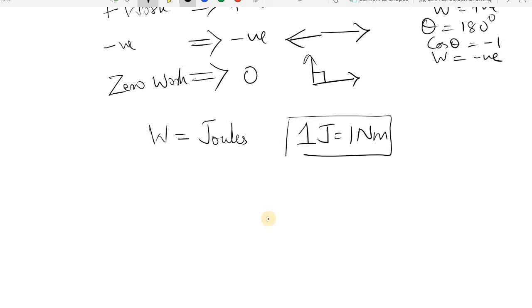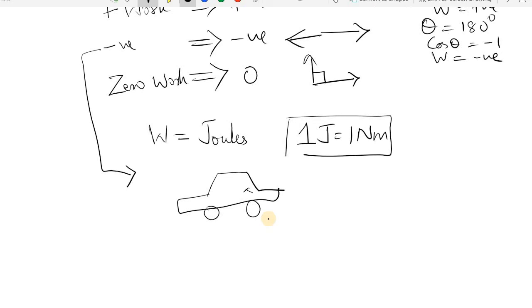So let's look at this negative work. When does negative work happen? A particular example that you can always see is, suppose I have a car, and when you put on the brakes, the car still is going forward, but the force that you have applied is in the other direction. So the force and the displacement are in opposite directions, and here we would say negative work is done.